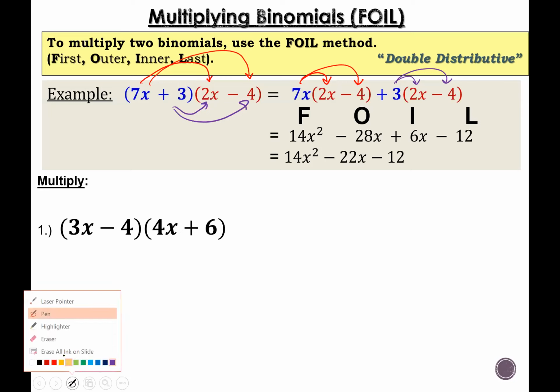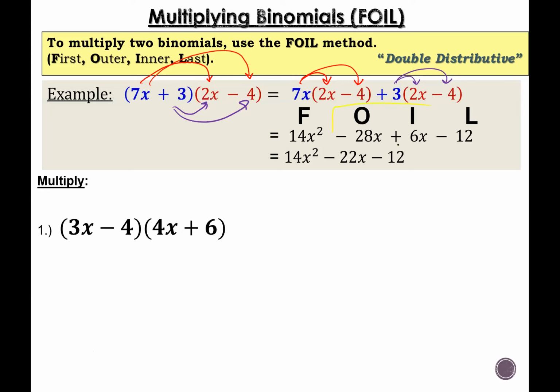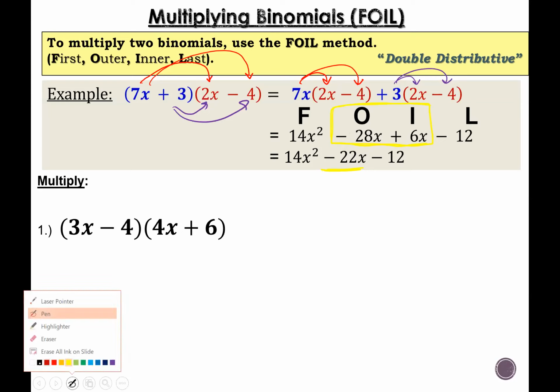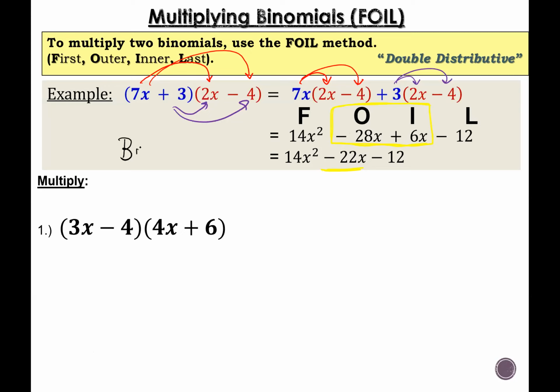Usually, not always, but usually we can combine the outside and inside terms. A lot of the time, those are like terms. Those are alike and they have the same variables. So you'll be able to combine them. So that's what happened here. Negative 28 plus 6 is negative 22, and they both had x. So we kept the x in our answer. So a lot of times, you'll notice that a binomial times another binomial leads to 4 terms, but a lot of times the final answer will be a trinomial. Not always, but a lot of the time. So just notice that pattern.